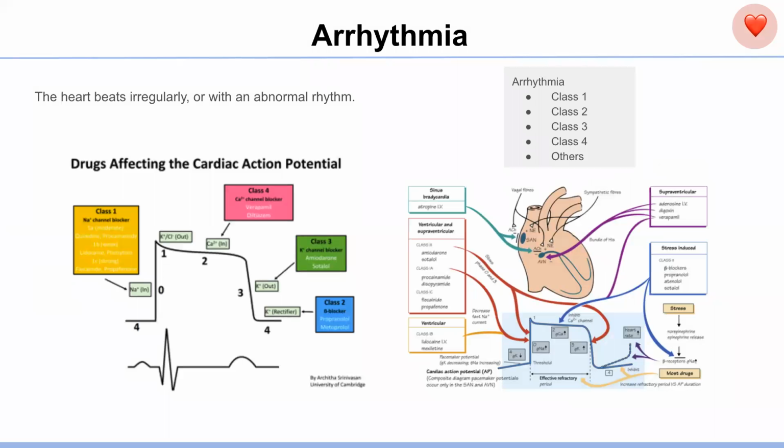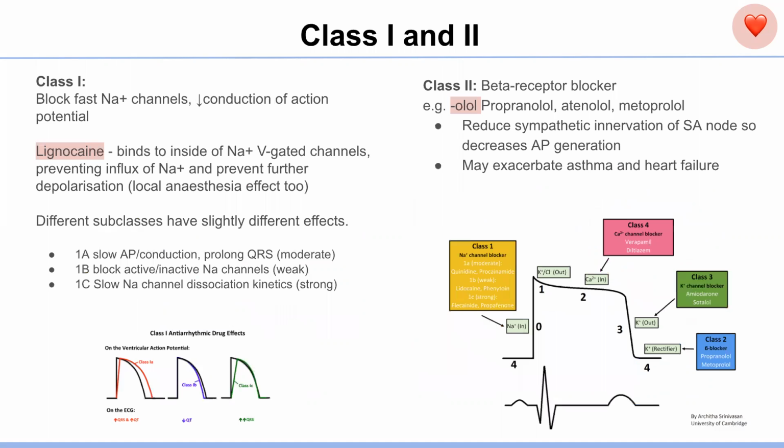Okay, let's talk about arrhythmias. So arrhythmia is the term for when the heart is not beating in a regular rhythm. The bottom left diagram shows the 4 classes of drugs affecting cardiac action potentials, and I think it's quite a good summary diagram, so we'll work through it. So class 1 drugs block the sodium channels.